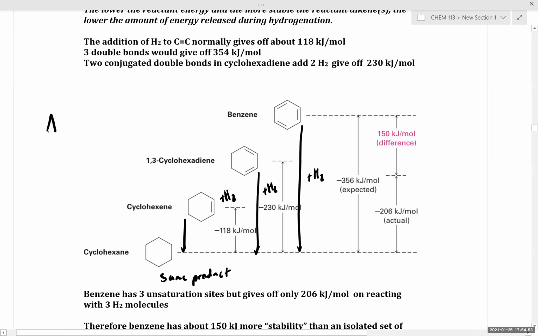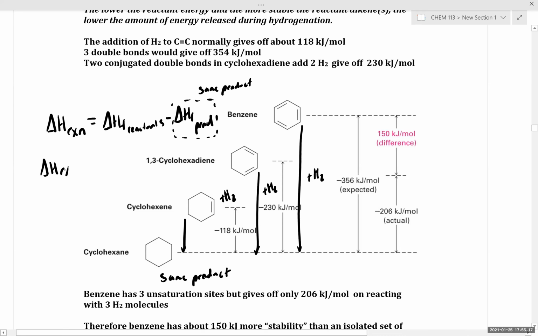Now, we know that the enthalpy of a reaction is based on the enthalpy of formation of our reactants minus the enthalpy of formation of our products. And since we have the same product formed in each case, the enthalpy associated with this hydrogenation reaction is proportional to the enthalpy of formation of our reactants and our reactant energy.